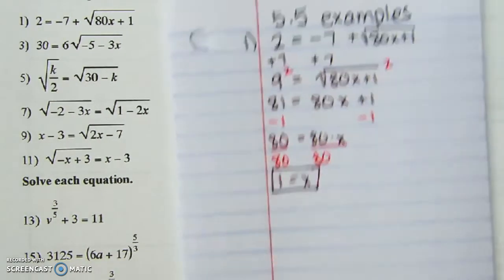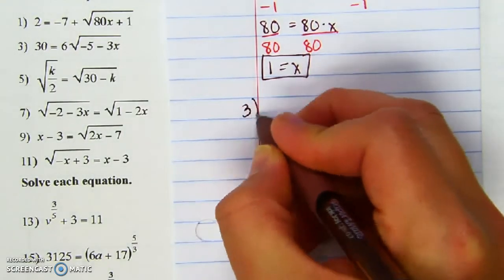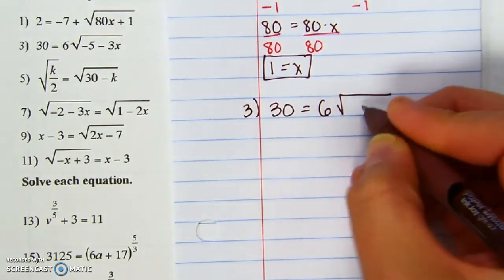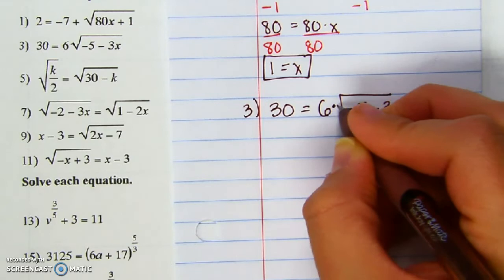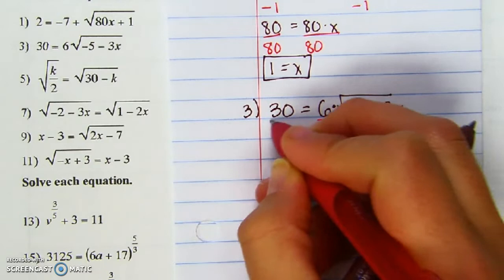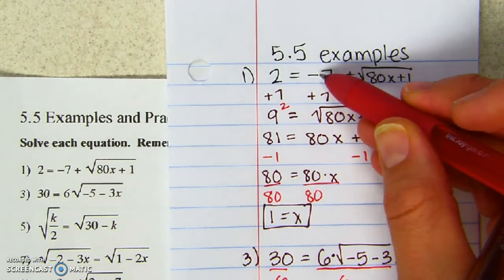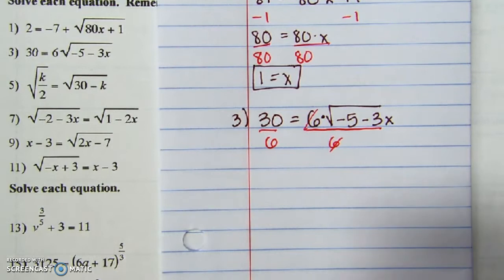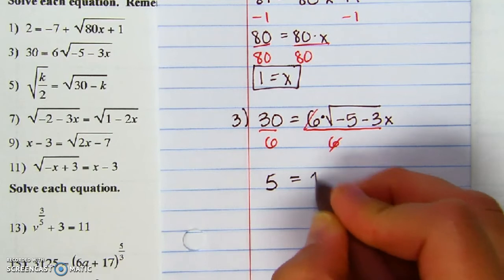Okay, let's do number 2. Nope, not number 2. We're going to do number 3, because I said we're going to do the odds. Here we go. In the previous one, we added 7 to the other side, but here this 6 is attached by multiplication. So we're going to divide to move it to the other side. Do you see here that said negative 7 plus the square root? We had to add it. Here we need to divide, because 6 divided by 6 is 1. What do we have on the left? 30 divided by 6 is 5.